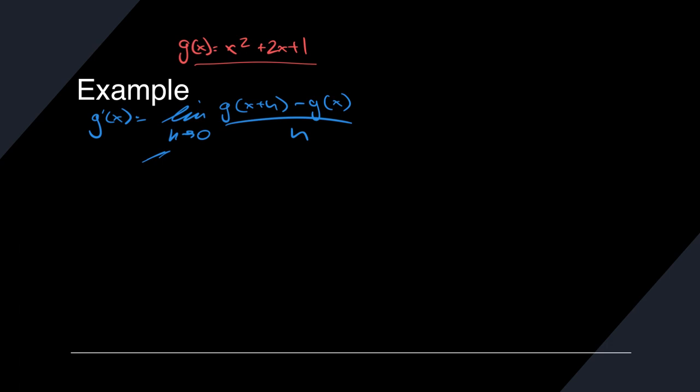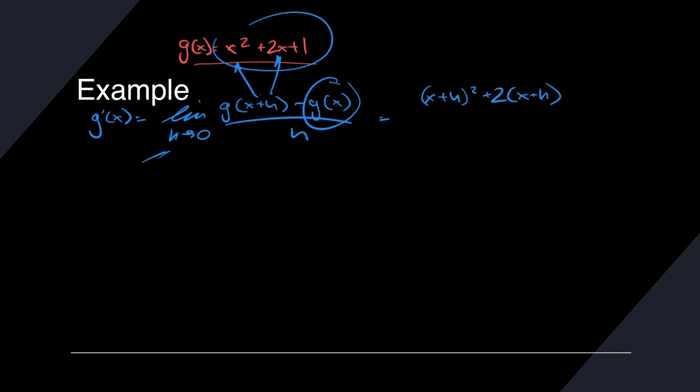Okay, so now we'll replace, this is going to go in there, and then this is just the whole thing. So equals, let's go x plus h squared plus 2 times x plus h plus 1 minus x squared plus 2x plus 1. Running out of room here.